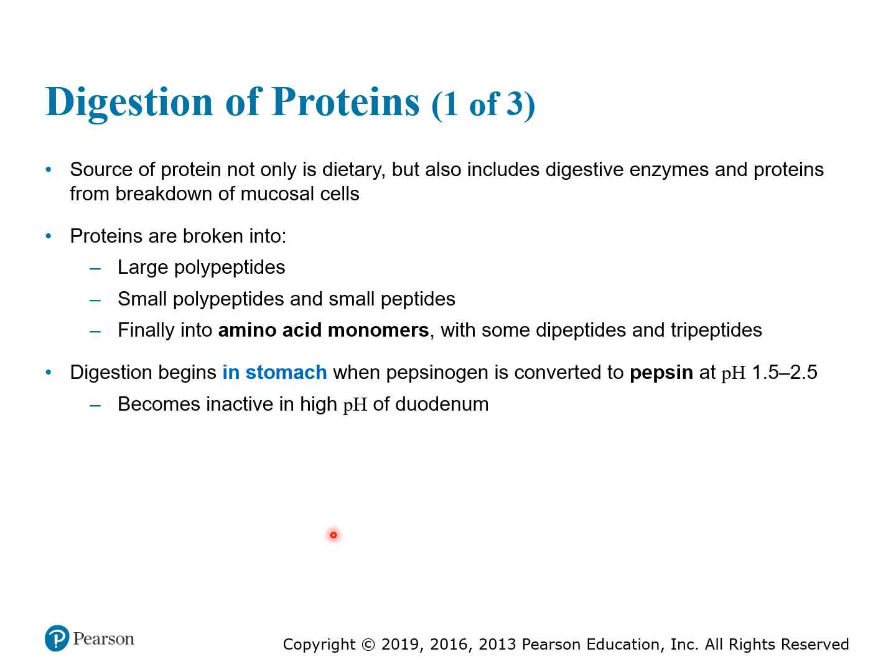Now this brings us to protein, the digestion of protein. First of all, the source of the protein is not only dietary, it also includes the digestive enzymes present in the body, and proteins from the breakdown of the mucosal cells. So we have three sources of protein: dietary protein, the digestive enzymes, and the proteins from the breakdown of the mucosal cells. And proteins are broken down into large polypeptides, small polypeptides, small peptides, and into amino acid monomers.